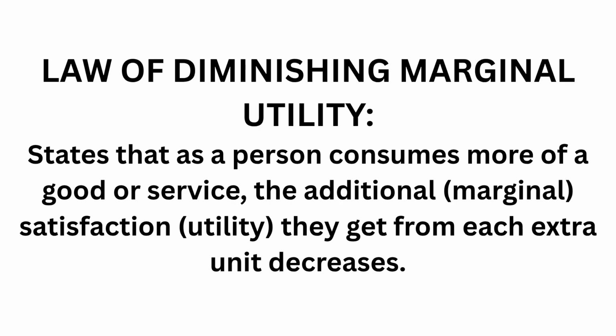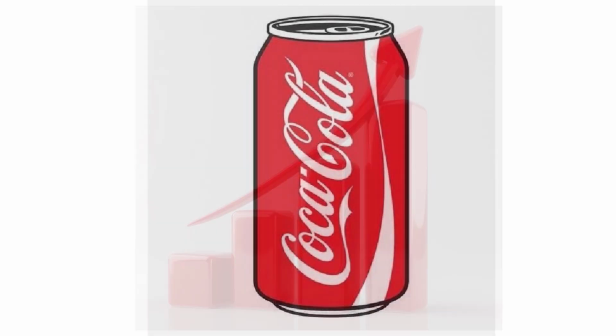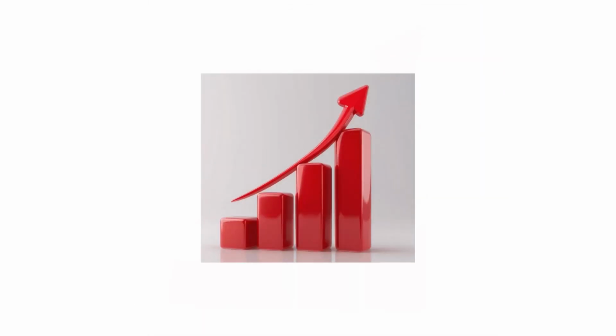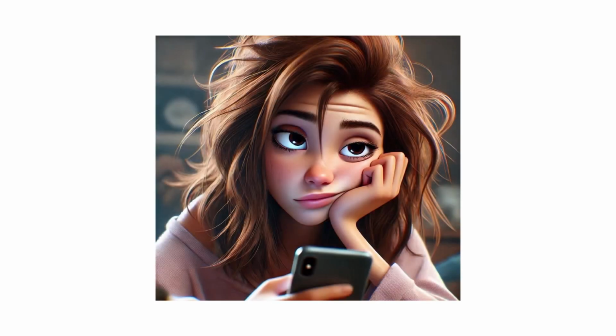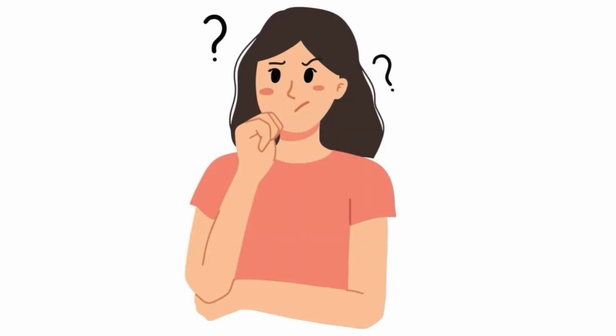Now let's switch it up. You finally buy 3 cans of Coke in one day. The first can, amazing. The second one, still good. The third one, not so exciting. So that's how the law of diminishing marginal utility works. The more you consume of something, the less satisfaction you get from each additional unit. So even if Coke stayed at 25 Rand, you probably wouldn't keep drinking more and more because the joy of drinking it decreases.